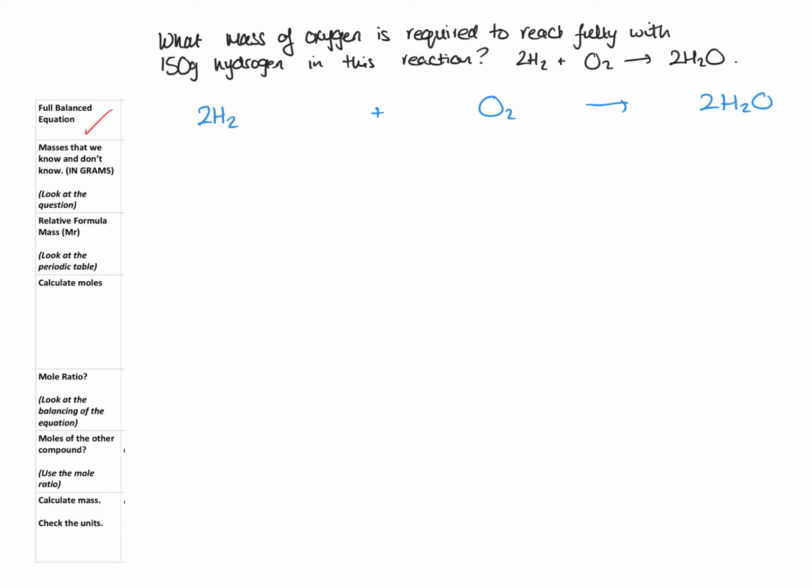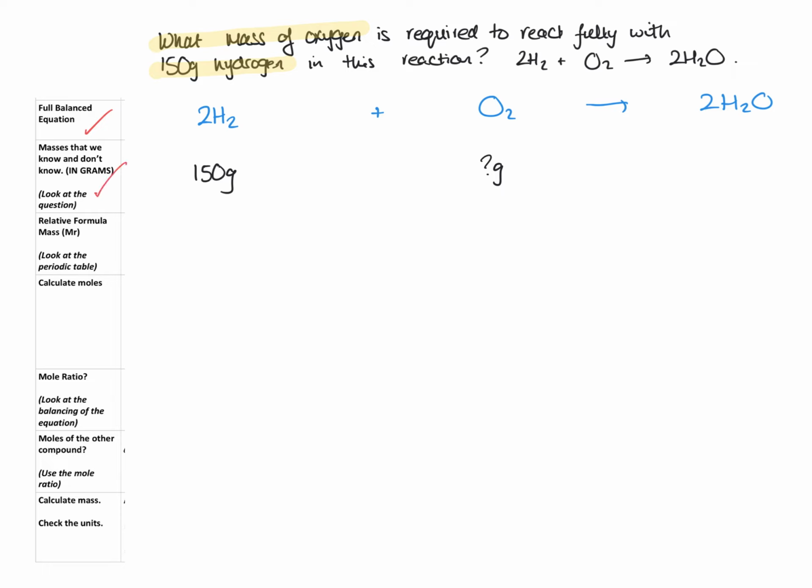The next step is to write in the masses that we know and we don't know. So having a look at the question, it asks what mass of oxygen, so that one's going to be a question mark. What mass of oxygen? So find oxygen, and underneath it, we're going to write what mass. It also tells us in the question that we are fully reacting it with 150 grams of hydrogen. So let's find hydrogen, and underneath it, we're going to write down that it's 150 grams. So hydrogen is over here, 150 grams. And the only other information it gives us is the full equation, which we've already used. So we've done that step there. We can be happy that we've completed that.